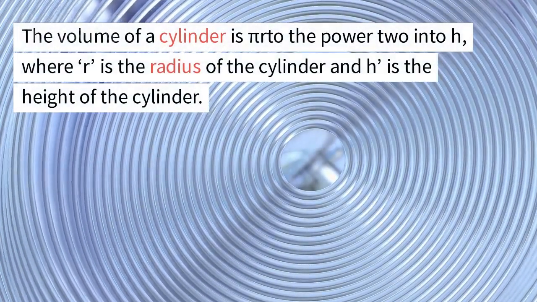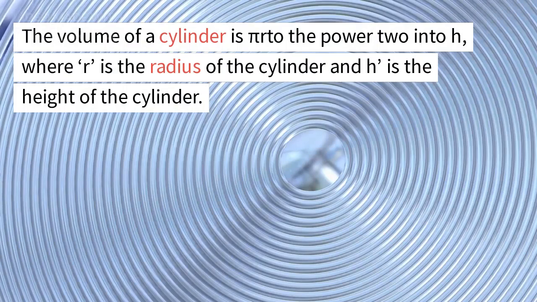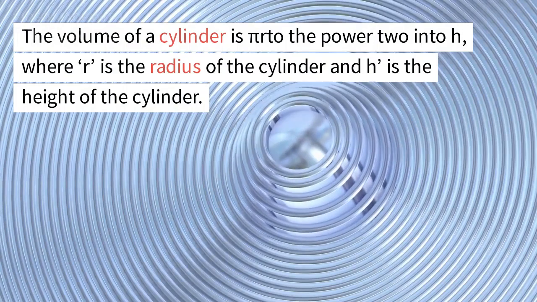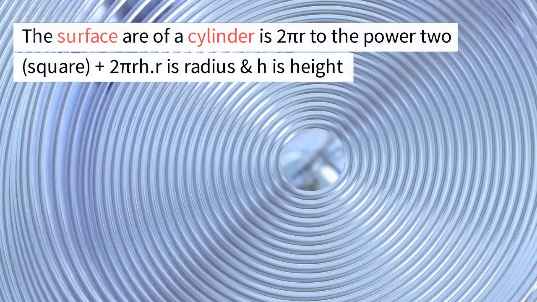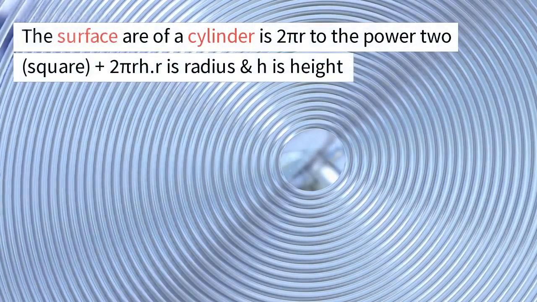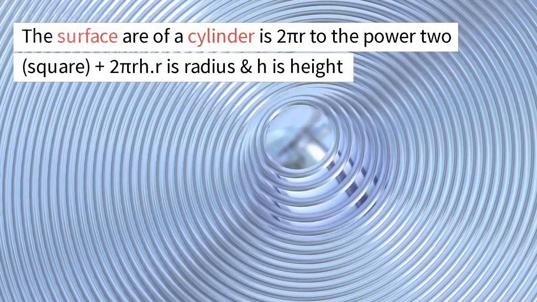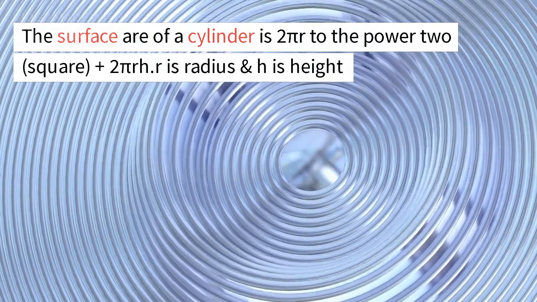The volume of a cylinder is pi r to the power 2 into h, where r is the radius of the cylinder and h is the height of the cylinder. The surface area of a cylinder is 2 pi r to the power 2, plus 2 pi rh. r is radius and h is height.